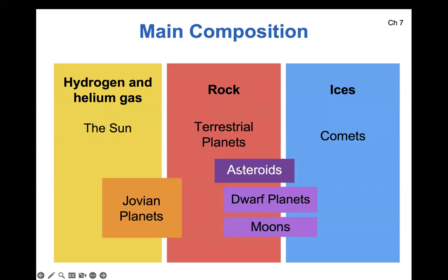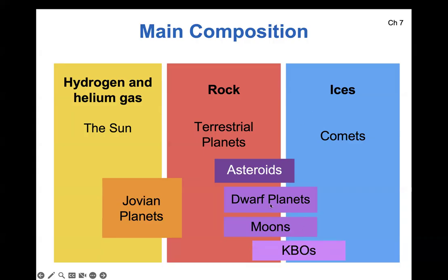Most of the moons are also mixes of rock and ice, because most of the moons orbit the Jovian planets and have compositions similar to the dwarf planets. Our moon would not fall into this typical breakdown between rock and ice. It would be much more rock.